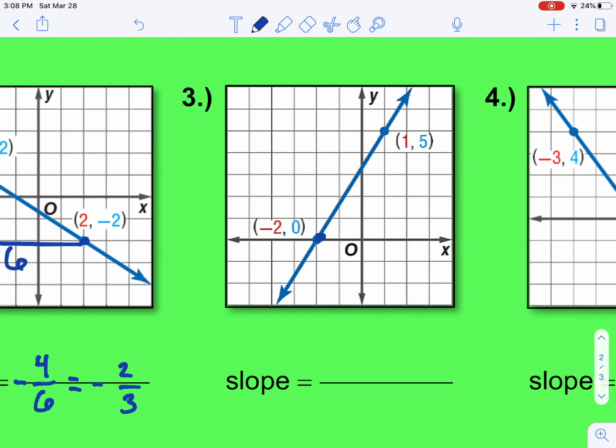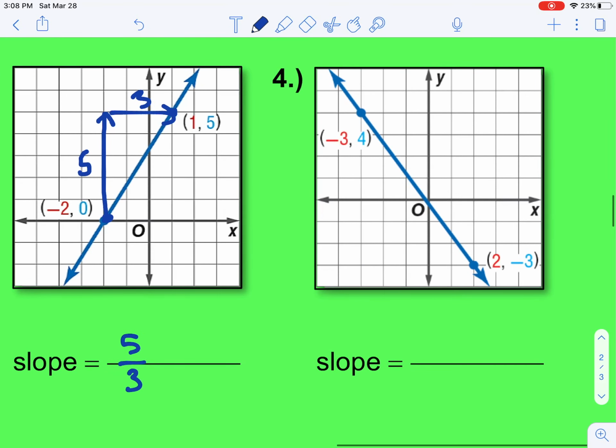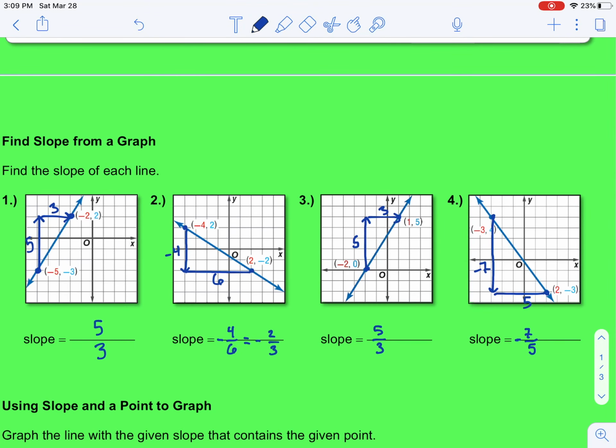And our next one, I'm going to go from left to right again. I'm going up 5 and over 3. So 5/3, and that's positive. And number 4, left to right, I'm going down 7 and over 5. So negative 7/5, because that is a negative slope, and that does not need to be simplified. I highly recommend keeping improper fractions. It's going to be easier when we graph them, and you'll see that in a little bit.